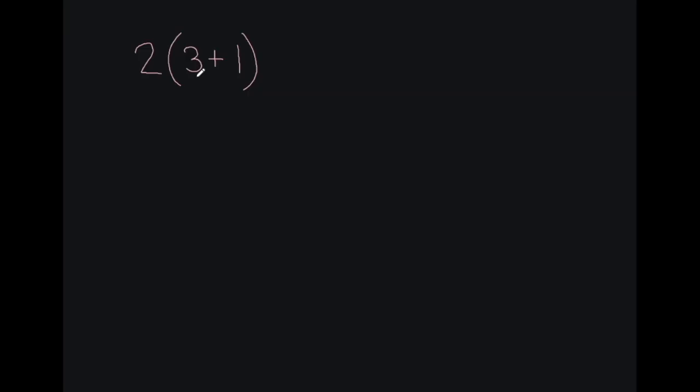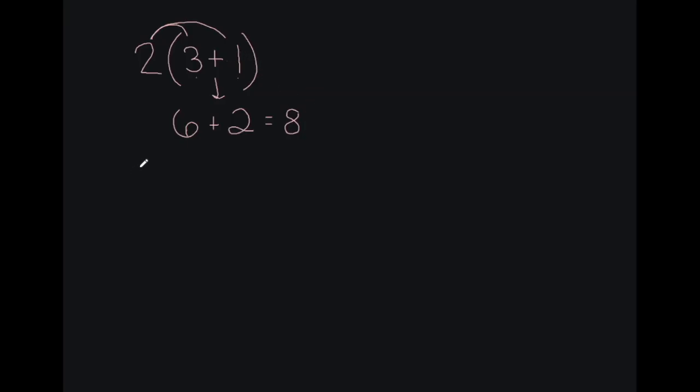So let's look inside the parentheses. We have 3 and 1 as our terms. So we're going to multiply 2 times 3, which equals 6. Now we're going to multiply the 2 times the 1. 2 times 1 equals 2. Now we'll bring our plus sign down and let's add our results. 6 plus 2 equals 8. What that means is 2 times the quantity of 3 plus 1 equals 8.